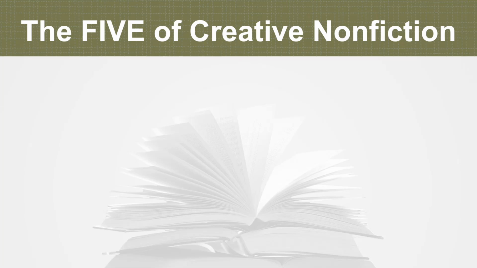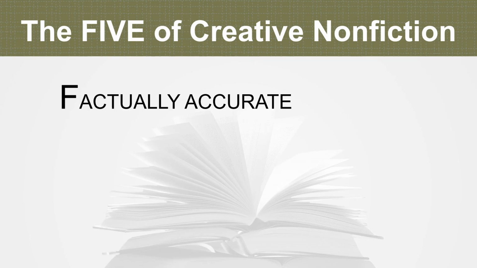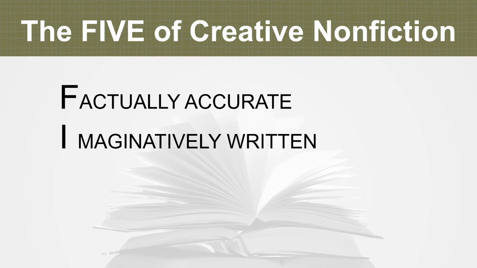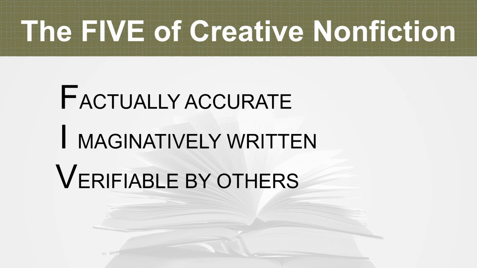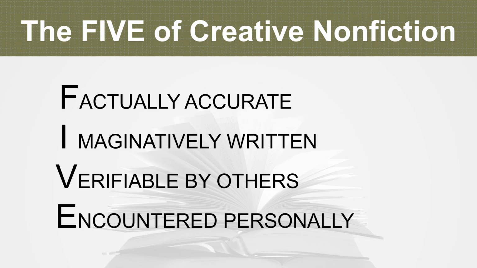The five of creative nonfiction are as follows. Number one is the factually accurate. Two, or the I, is the imaginatively written. For the V, we have verifiable by others. And for E is the encountered personally. You see, creative nonfiction should be something that you encountered personally, thus making it factually accurate yet imaginatively written. And since it is factually accurate, it is verifiable by others.